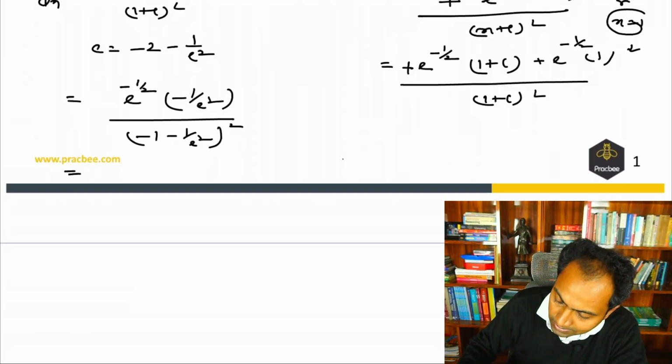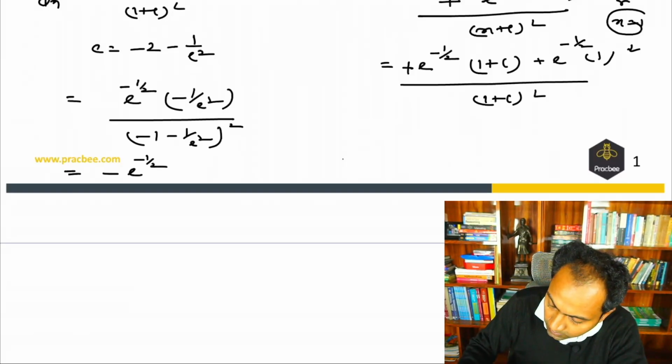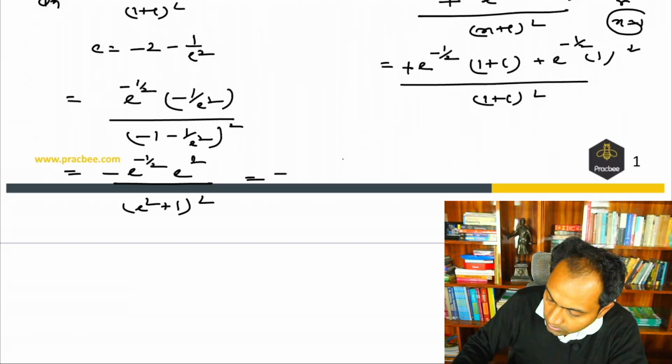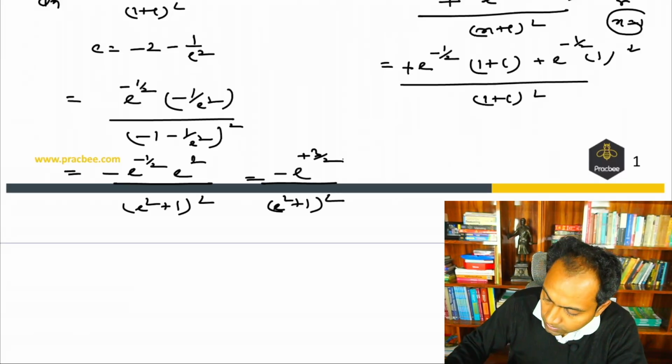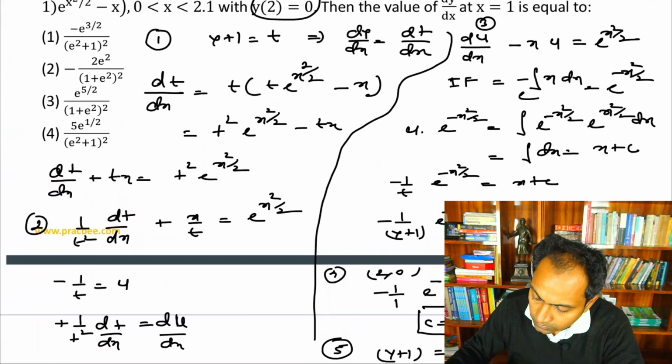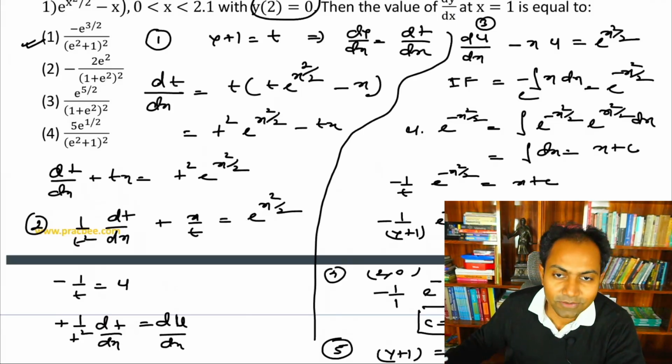And as a result, now if you simplify, this is 1 by 2, minus 1 will come, e square will come after LCM. This becomes e square plus 1 whole square. So it is minus e raised to the power minus plus 3 by 2 by e square plus 1 whole square. Now let us check the option. If you check the options, option A matches.